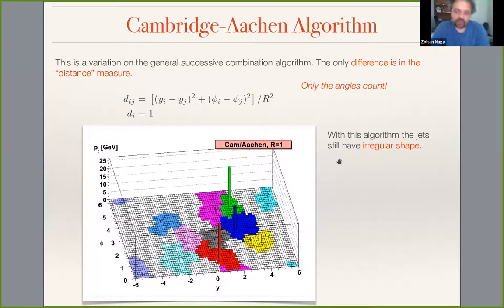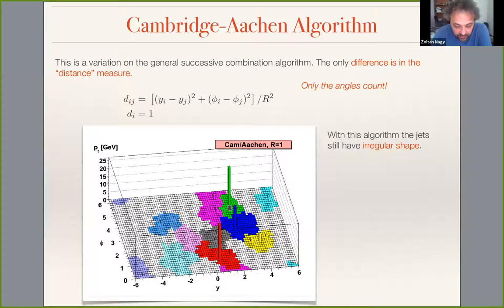But of course, you can have a different algorithm in the same structure, where the only difference is that you change the measure. So there is the so-called Cambridge-Aachen algorithm, and in this case, the distance measure is the pure angular measure. So you don't weight with the PT of the protojets, and even the distance from the beam pipe is fixed. It's just one. So only the angular distance counts. And in this case, of course, it gives something.